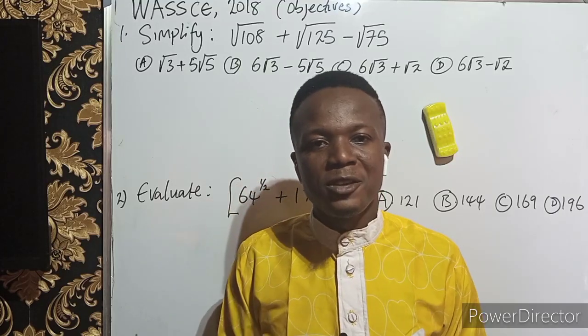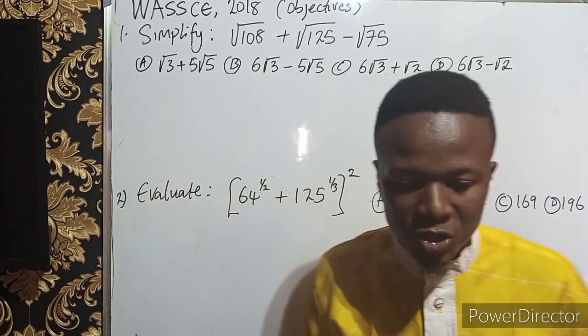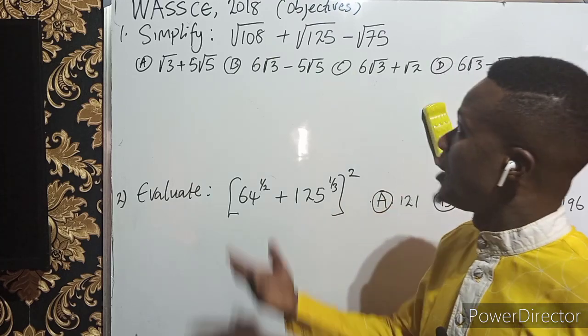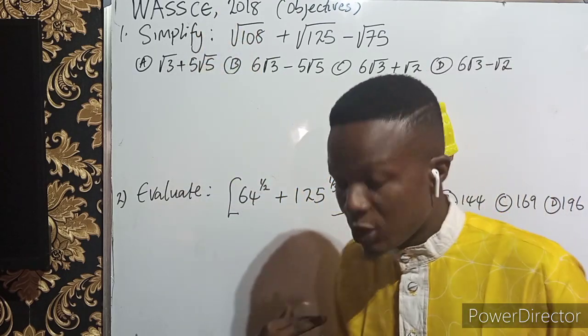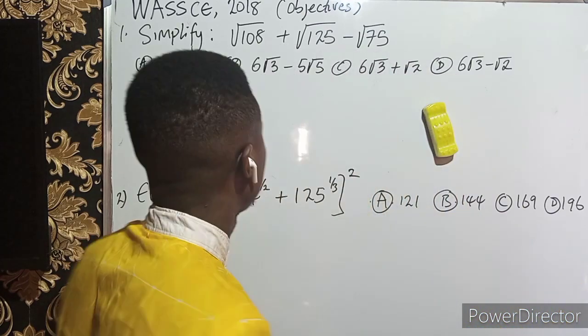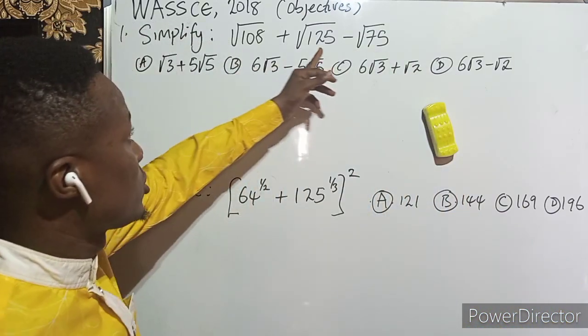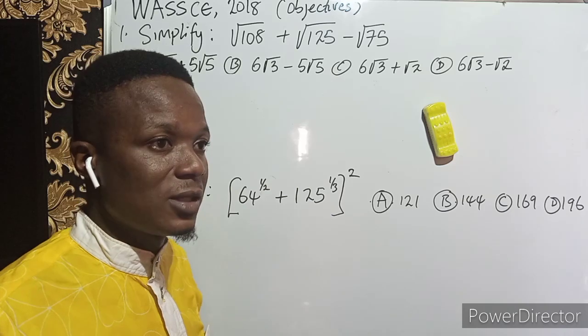Hello friends, in this video I'm going to begin with the solutions to past WAEC questions. We are starting with the 2018 WAEC past question, and this is the objective: √108 + √125 − √75.